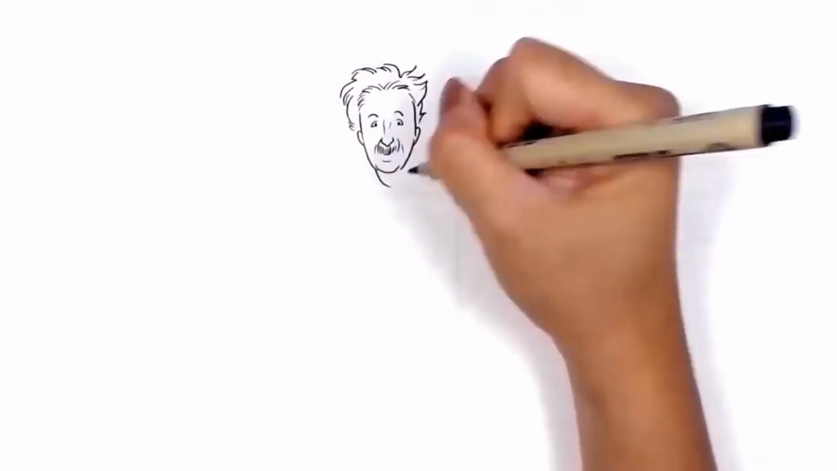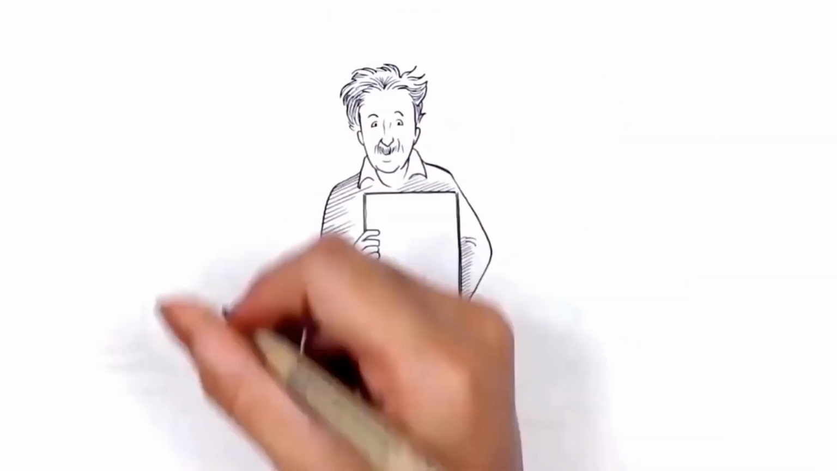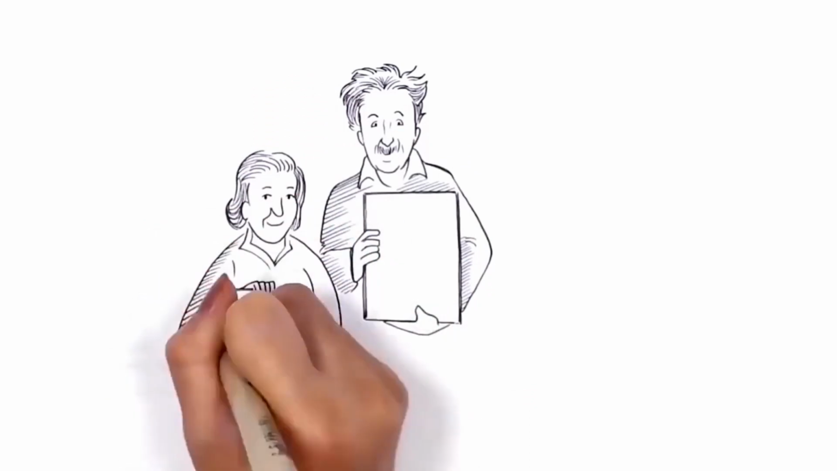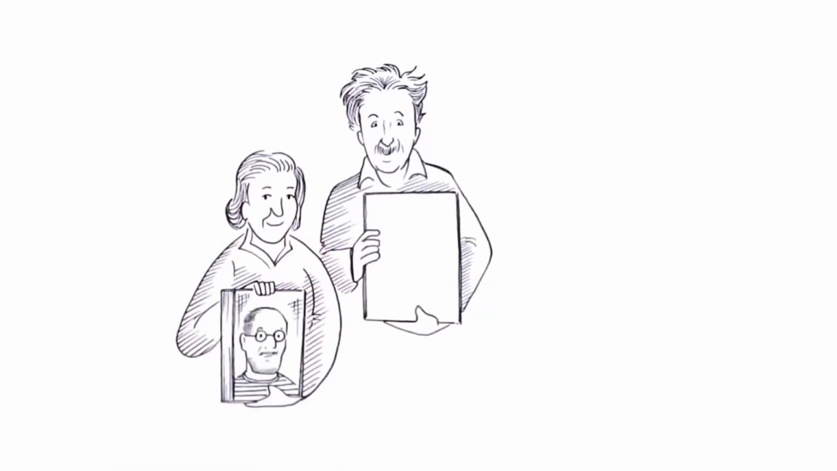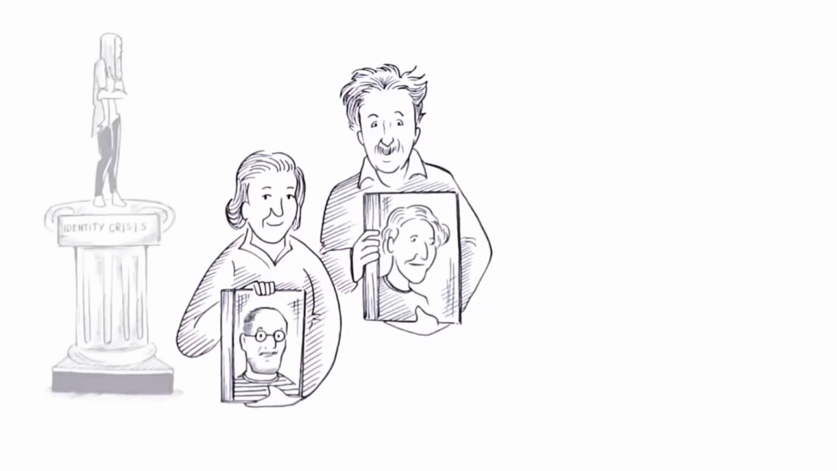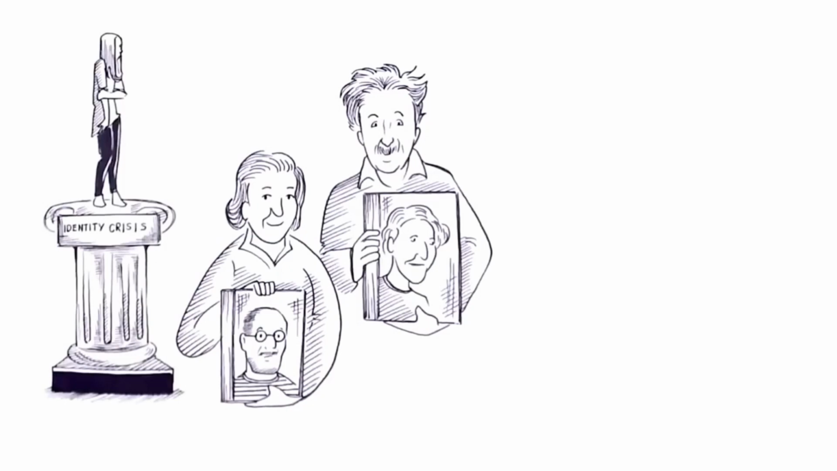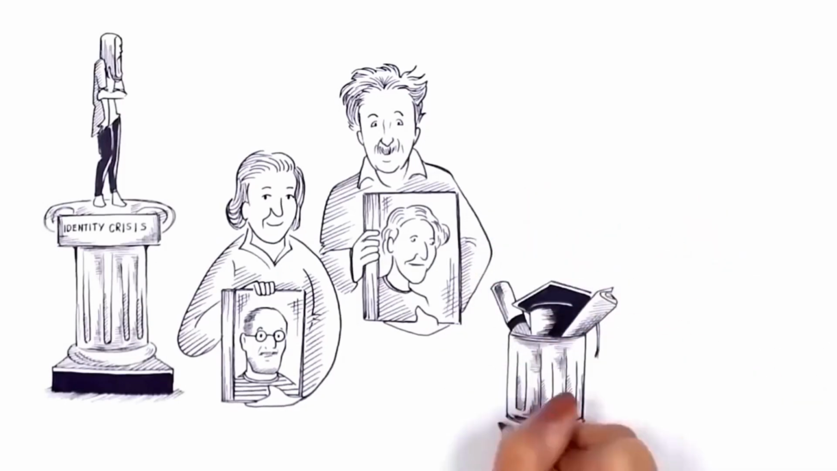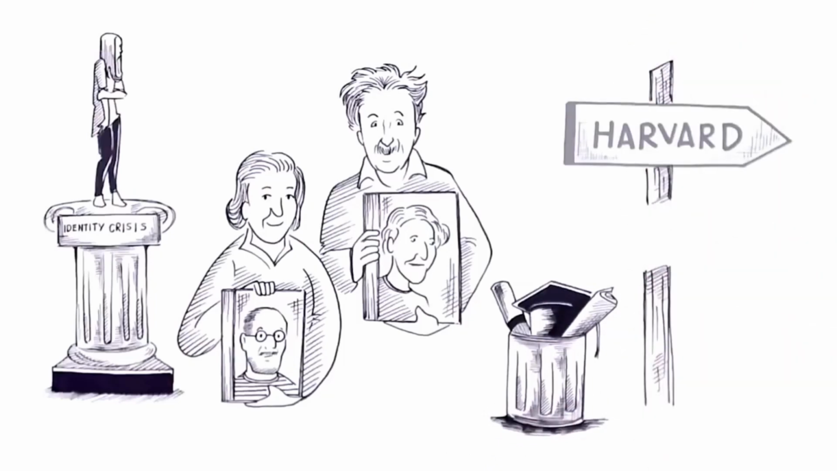Erik Erikson was a German-American psychologist who, together with his wife Joan, became known for his work on psychosocial development. He was influenced by Sigmund and Anna Freud and became famous for coining the phrase identity crisis. Although Erikson lacked even a bachelor's degree, he served as a professor at Harvard and Yale.